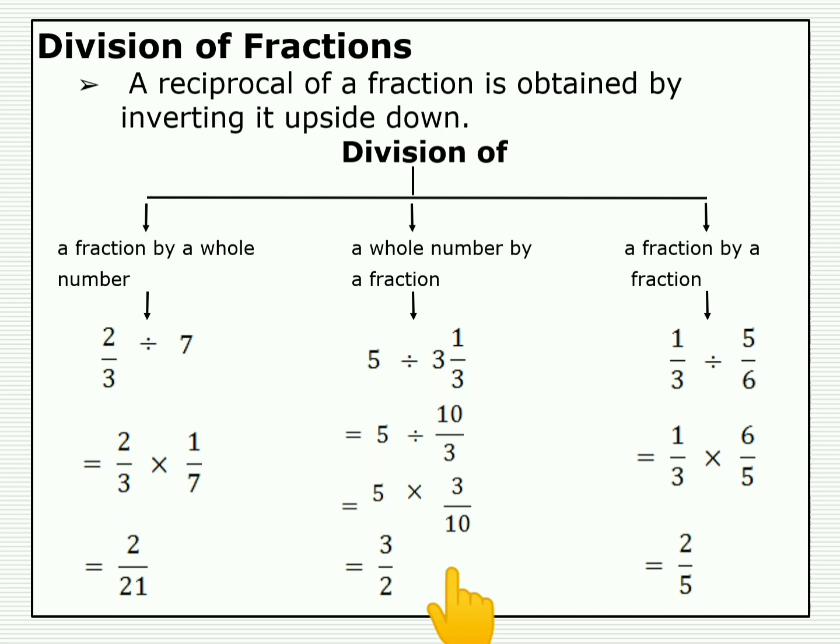And the last one is a fraction by a fraction. Now here 1 upon 3 divided by 5 upon 6. Now again the reciprocal of 5 upon 6. So 1 upon 3 multiplied by 6 upon 5. Answer is 2 upon 5. So children, I hope you have understood this.